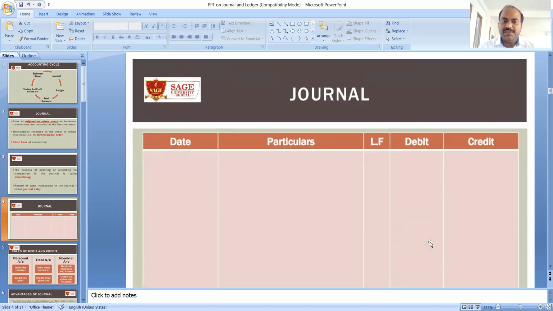This is the pro forma of journal, and it includes date, particulars, LF meaning ledger folio, and debit and credit. The date shows on which day of the month the transaction has taken place, the particulars relate to that particular transaction, the ledger folio is the page number upon which the record is entered, and the debit and credit amounts should be recorded purposefully.